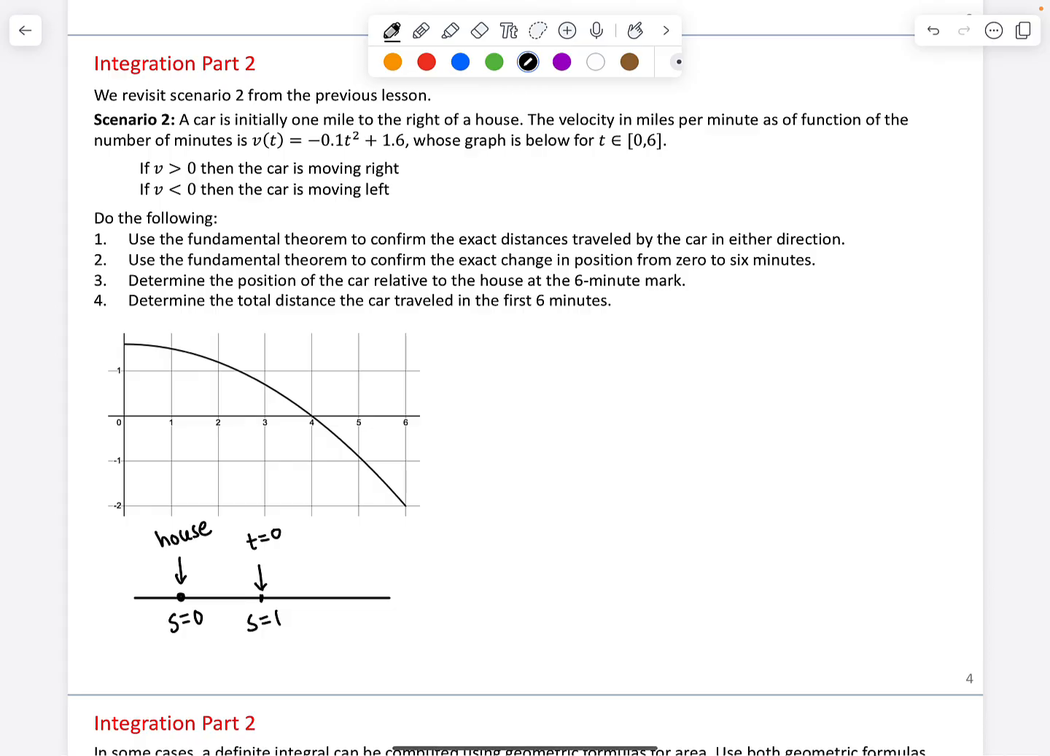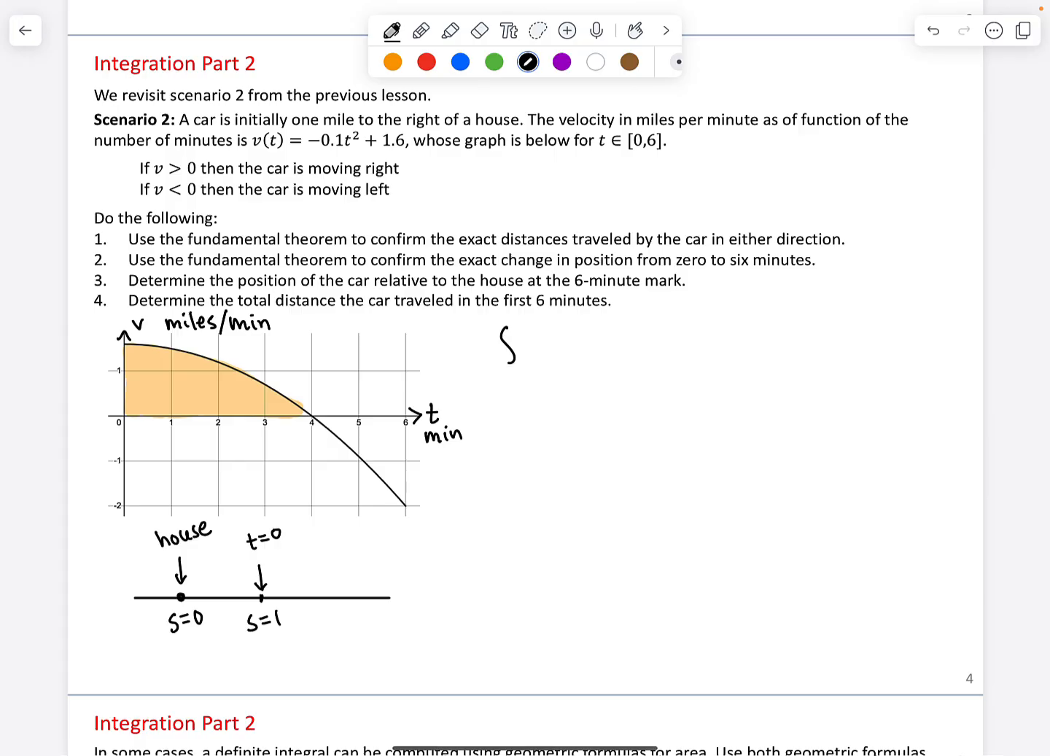Now on our graph, the horizontal axis is time, measured in minutes, and the vertical axis is velocity, measured in miles per minute. For time between 0 and 4, the velocity is positive, so the car will be moving right. Then it's at rest at time 4, and then between time 4 and time 6, the velocity is negative, meaning the car is moving to the left. Well, the distance that it moves to the right corresponds to the area under this portion of the velocity curve, and we can find that using the fundamental theorem.